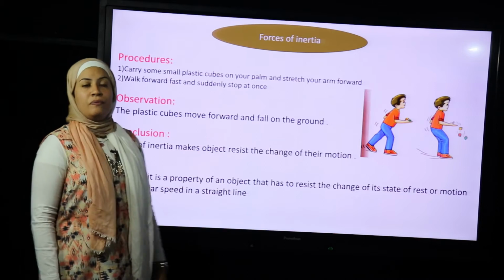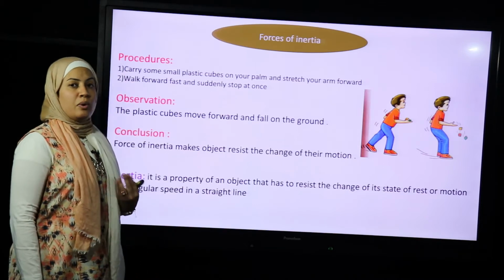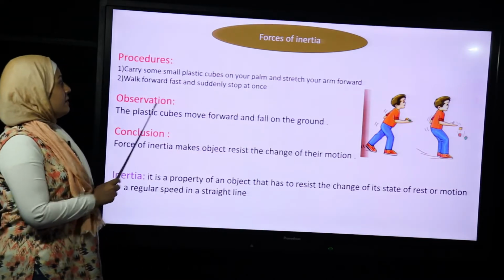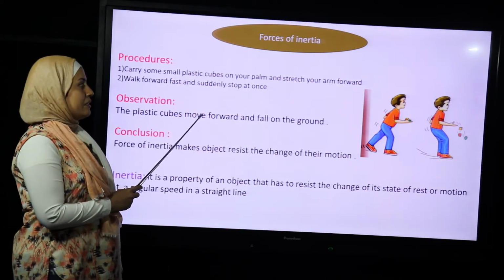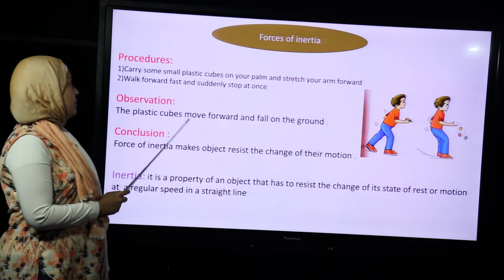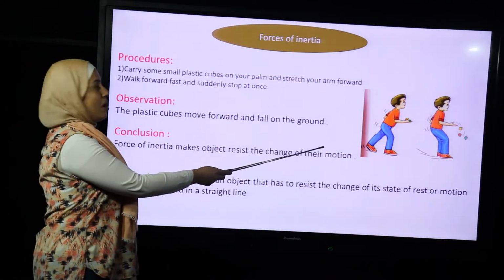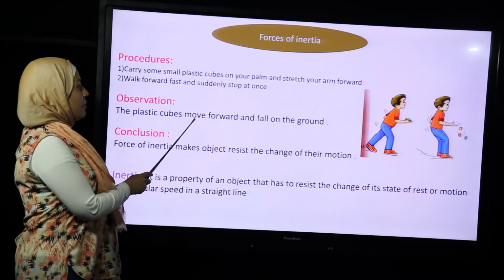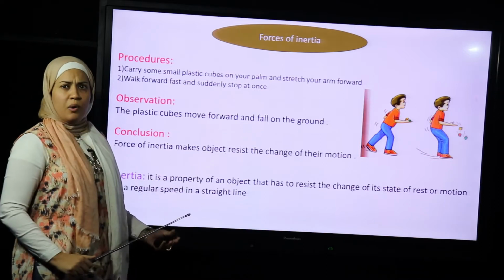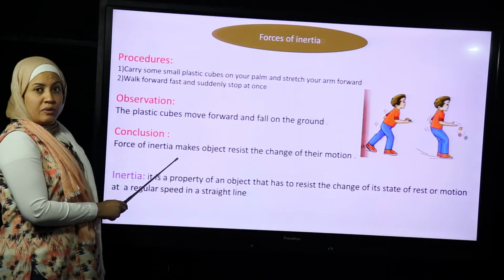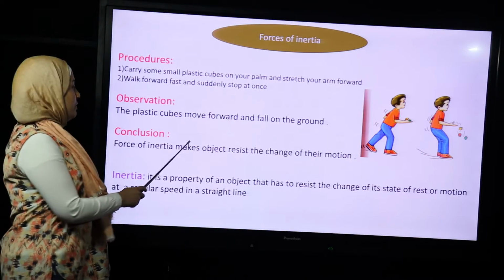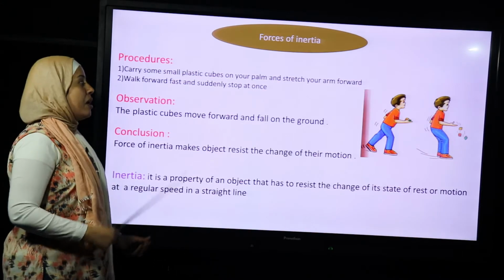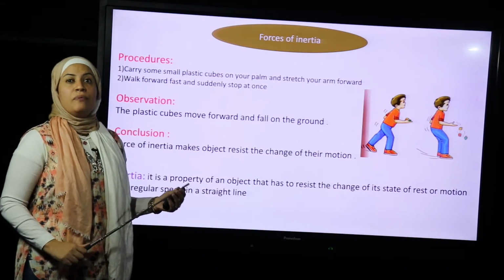First, we will talk about the force of inertia. But before we talk about inertia, let's do an activity. Carry some small plastic cubes on your palm and stretch your arm forward. Walk forward fast and suddenly stop at once. What will happen? We will observe that the plastic cubes move forward and fall on the ground. Why? There is a force called the force of inertia, which makes objects resist the change of their motion. So we conclude the force of inertia from this activity.